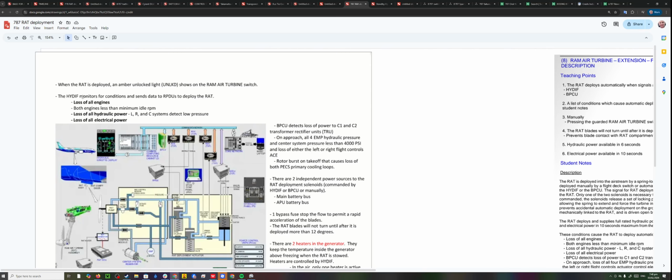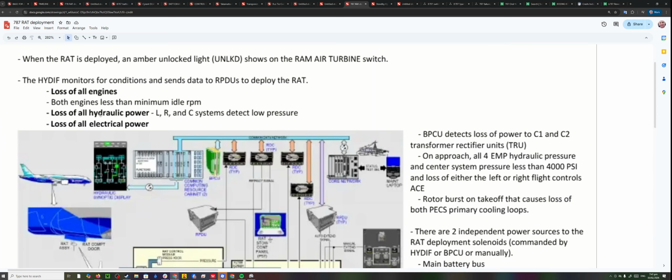The hydraulic function system monitors for conditions and sends data to the remote power distribution units to deploy the RAT with any of the following. In bold are the headings, not in bold are the descriptions. So you can see here, there's a bold and then a not bold. The bold means the high level, and the non-bold means the detail.